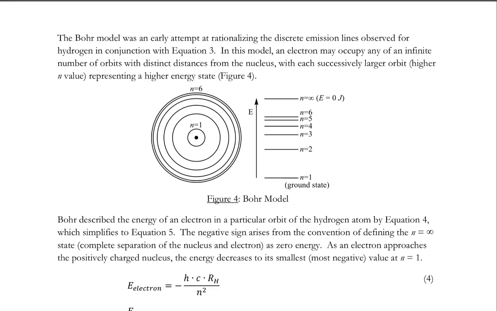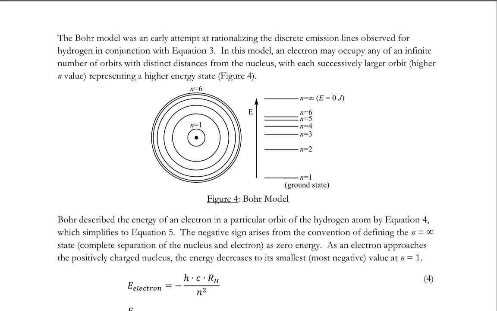It can be in 2 or 3 or 4 or wherever. We're seeing in our diagram there levels from 1 through 6, but it goes on up to infinity. When the electron is in n equals infinity, then it's basically removed from the atom. We would say it's ionized.